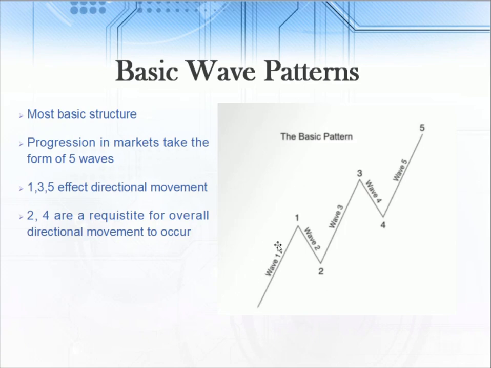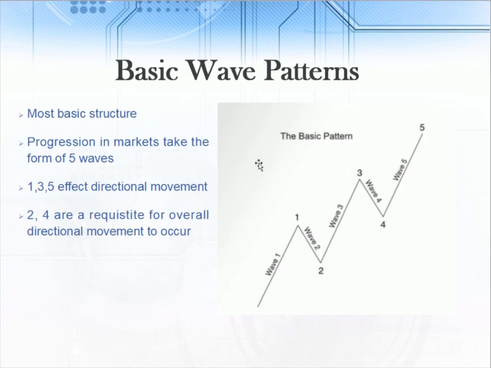So what do we see here? We see wave 1, wave 3, and wave 5. They're all impulse or directional waves that are currently going up. So we have waves 2 and 4 that are retrace waves in essence. And what Elliott said is you need waves 2 and 4 as a requisite for the overall direction of the movement to occur, be it either up or down.